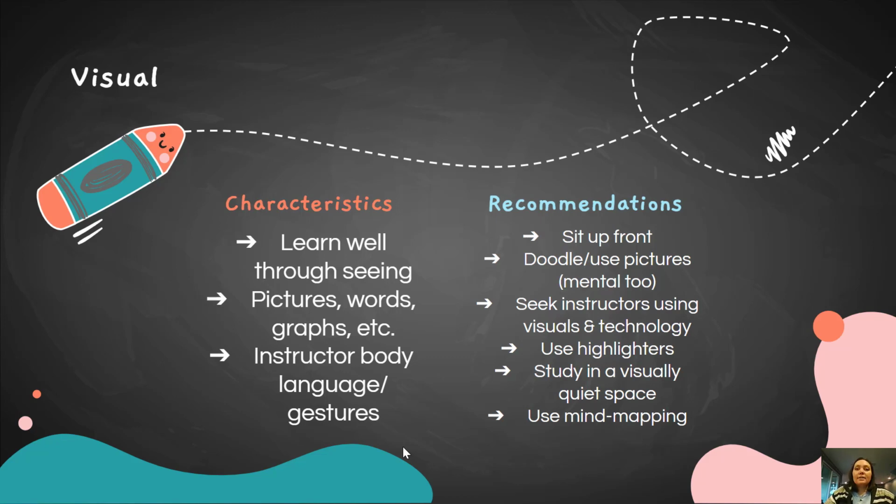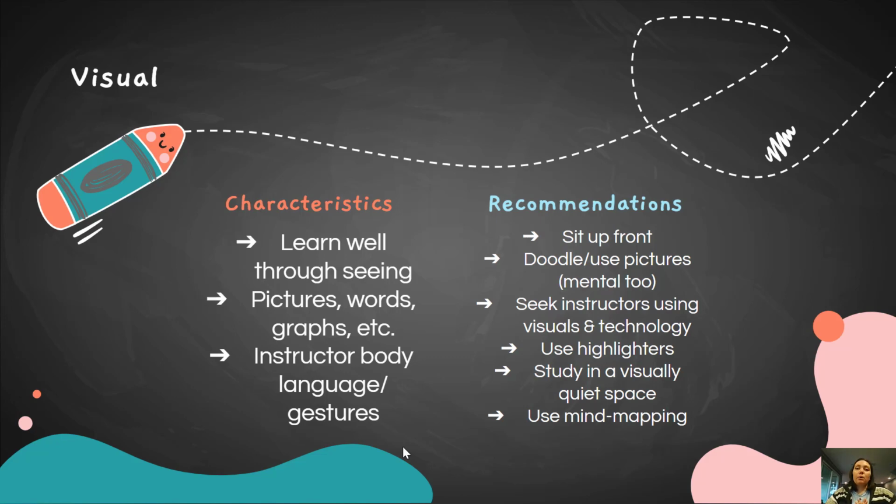Try to seek out instructors who use visuals and technology. Being in an online class, that's pretty standard, but if you are in in-person classes, you may have instructors who don't use slides and things like that. So, try to do your research and find out which instructors, if you're taking an in-person class, use visual aids, use technology in the classroom. Using highlighters is also a visual strategy when you are reading a textbook or a novel or any kind of text like that.